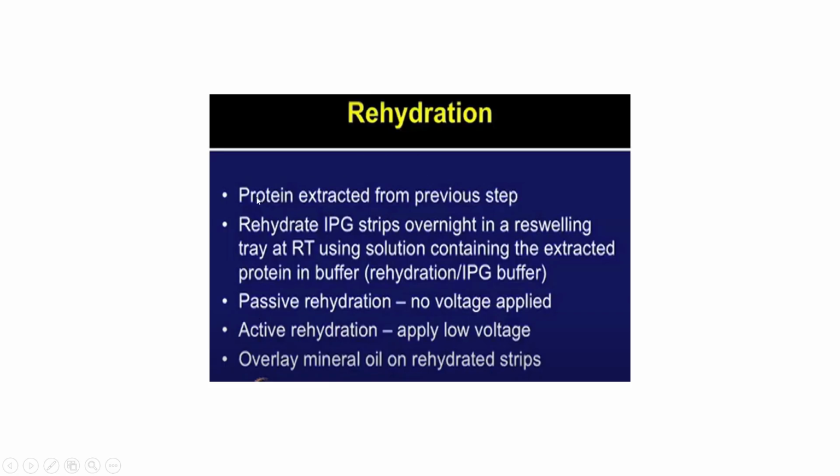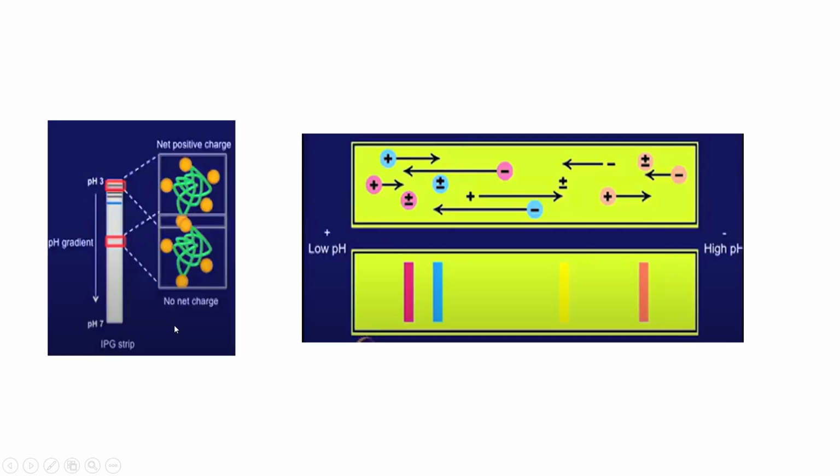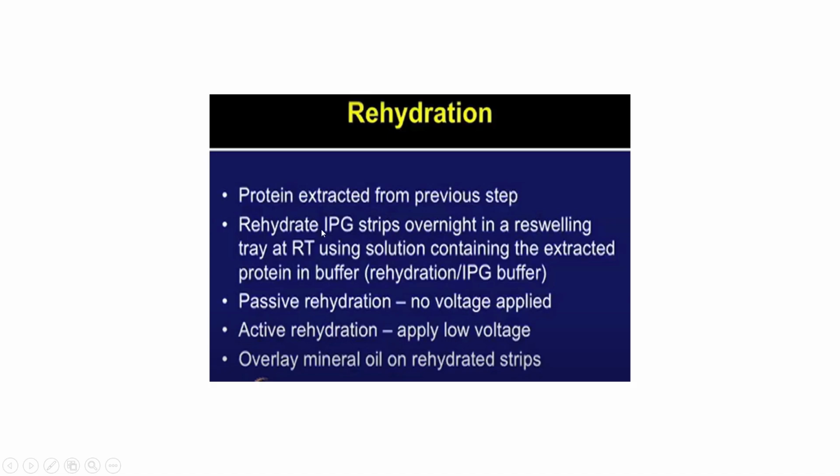So for proteins, initially you need to do the rehydration step of IPG strips. The proteins are extracted from the previous step, which is sample preparation, which we learned about. So you need to rehydrate. An IPG strip is nothing but a strip which has a pH gradient. This specific strip is called an IPG strip. You need to rehydrate it overnight in a reswelling tray at room temperature, and that rehydration will have a specific IPG buffer. There are two ways of doing rehydration, passive and active, wherein voltage is applied or not applied.